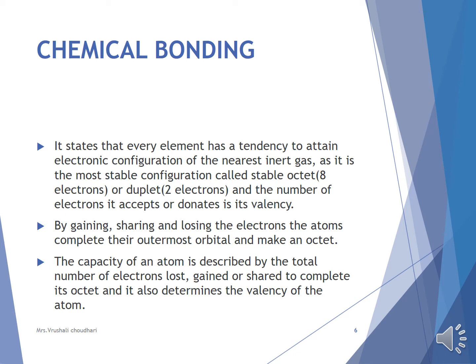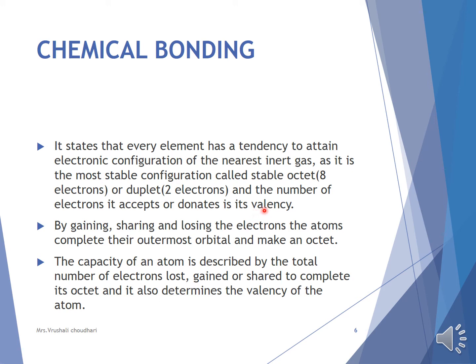Elements having less than 8 electrons in the outer orbit, the valence shell, have a tendency to attain the electronic configuration of the nearest inert gas to form a stable configuration, called a stable octet or a duplet, 2 electrons. The number of electrons an atom accepts or donates is called its valency.